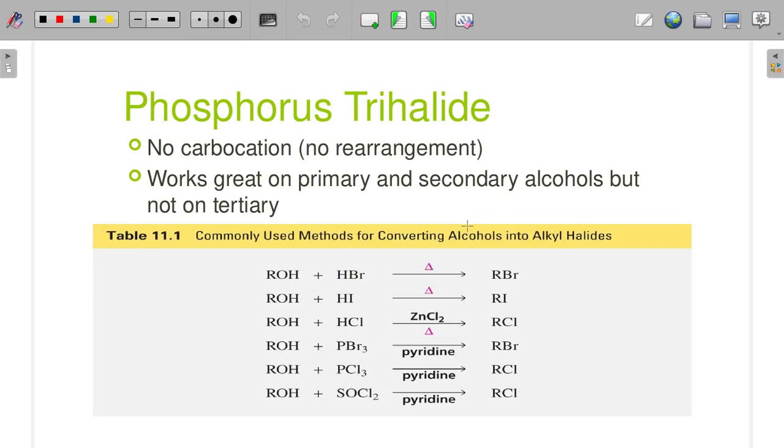All right, so we're going to use those phosphorus trihalides when we need to avoid any rearrangements. If we don't need to worry about rearrangements, just use HBr, HI, or HCl with that zinc chloride, because it's cheaper and it's quick. If you have a tertiary, you're not going to have to worry about any rearrangements. If you have a secondary that can't rearrange, you don't have to worry about it. So there are times when we just choose to use HBr, HI, and HCl.